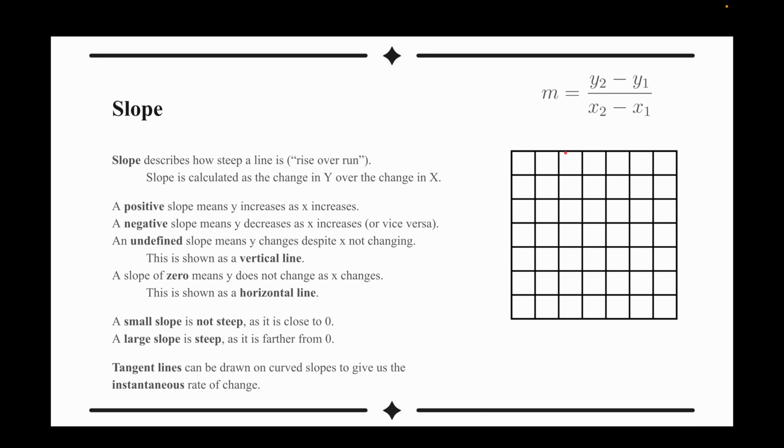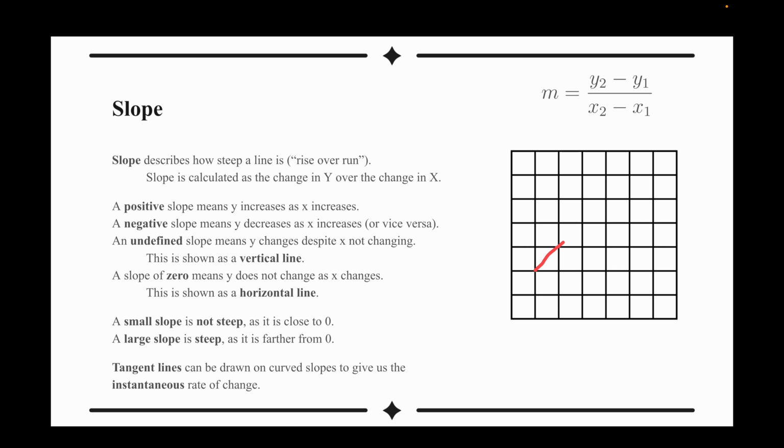A large slope is steep as it is farther from 0. If I have a slope of 2, it means every time I go over 1 square on the x-axis, I go up 2 squares on the y-axis. So if I was to draw this line, it would be a very steep line. Tangent lines can be drawn on curved slopes to give us the instantaneous rate of change.